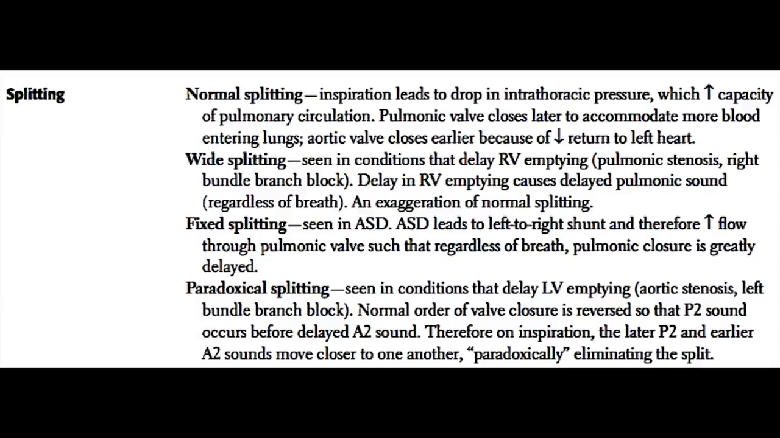With a left bundle branch block, the left ventricle is electrically excited in a more delayed fashion because of complete blockade of the left bundle. The normal order of valve closure is reversed. Remember, normally A2 is before P2. With paradoxical splitting, the P2 sound occurs before the delayed A2 sound. Upon inspiration, the P2, because of increased venous return, is delayed so that P2 and A2 occur more closely together.